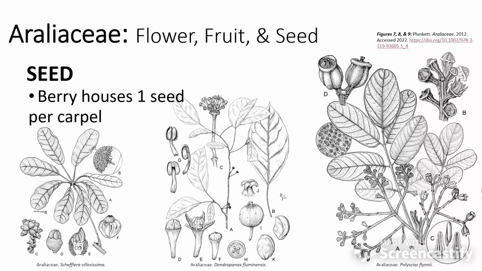Seeds of plants from the Araliaceae family are housed as 1 seed per carpel for each berry. Sometimes they form drupes, a fleshy fruit with a stony seed. On the far left is a scientific illustration of Schefflera villosissima. Next is Dendropanax flumensis. On the right is the Polyscias flinii.